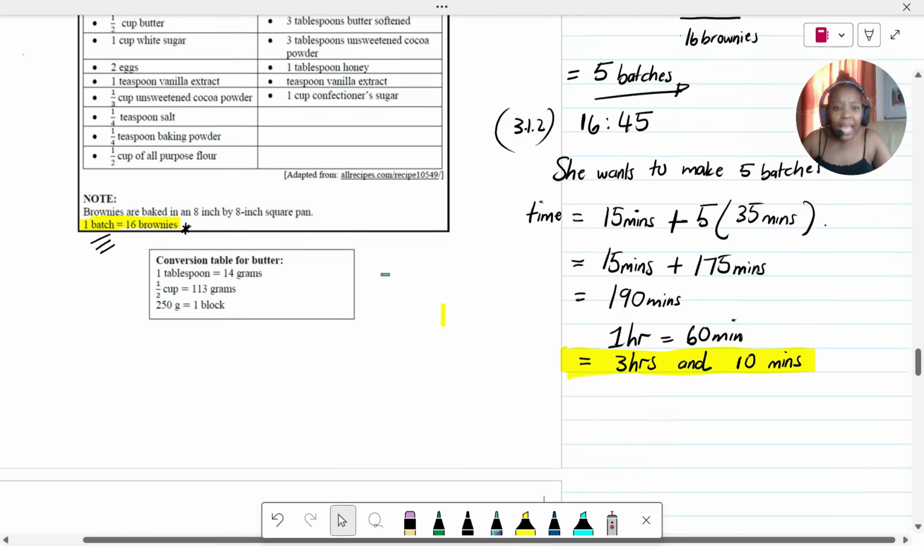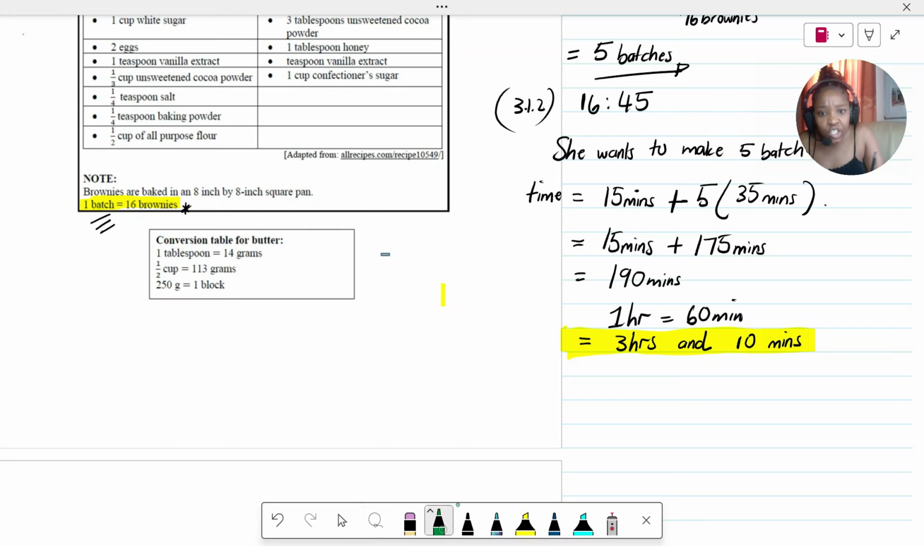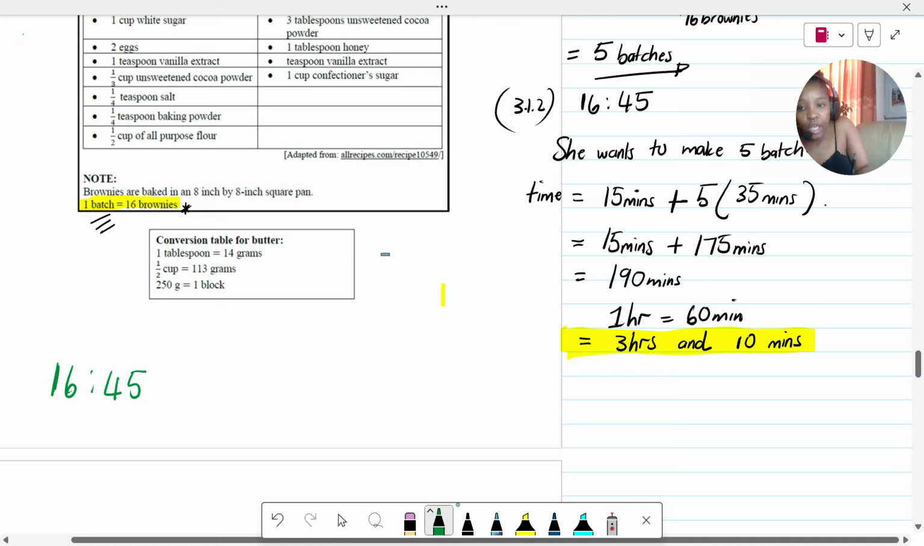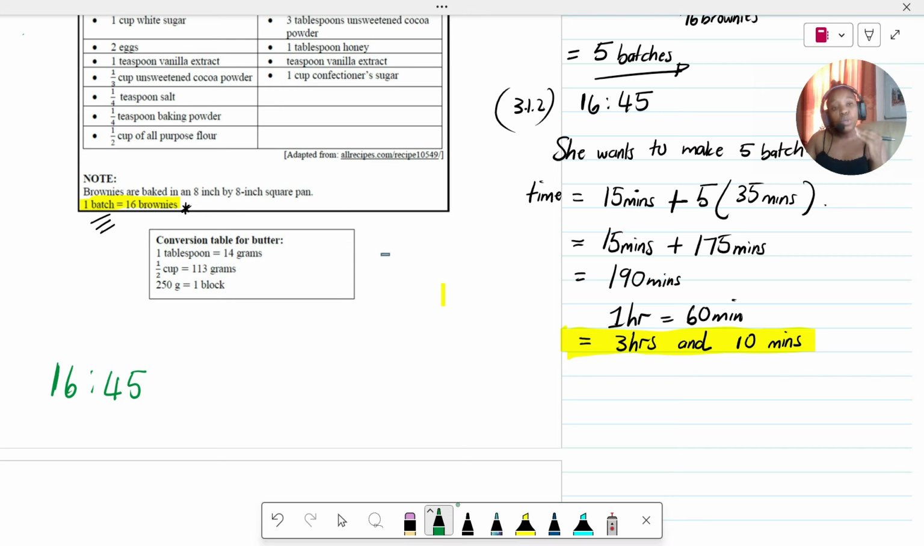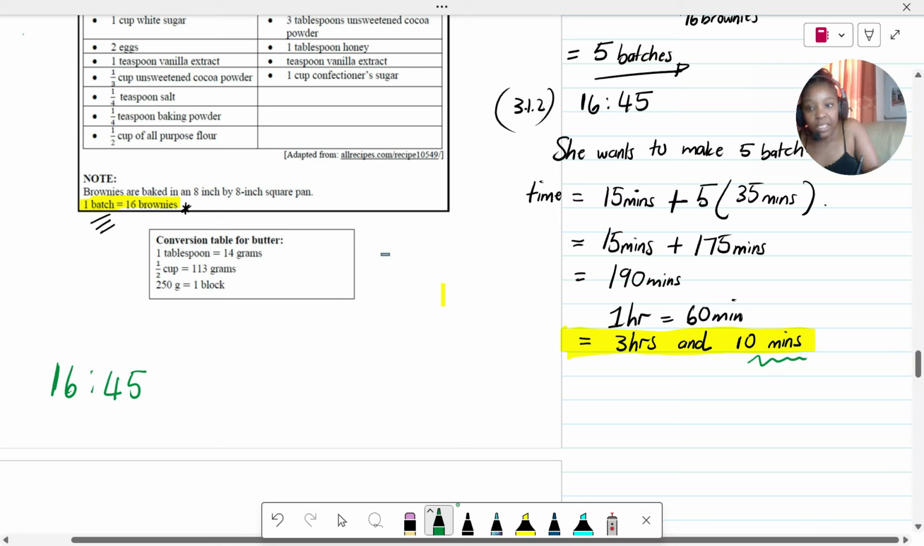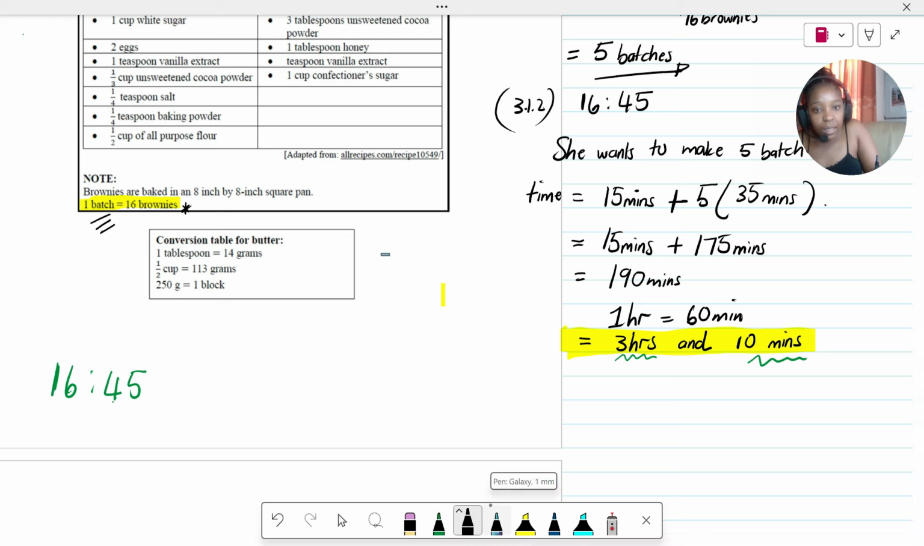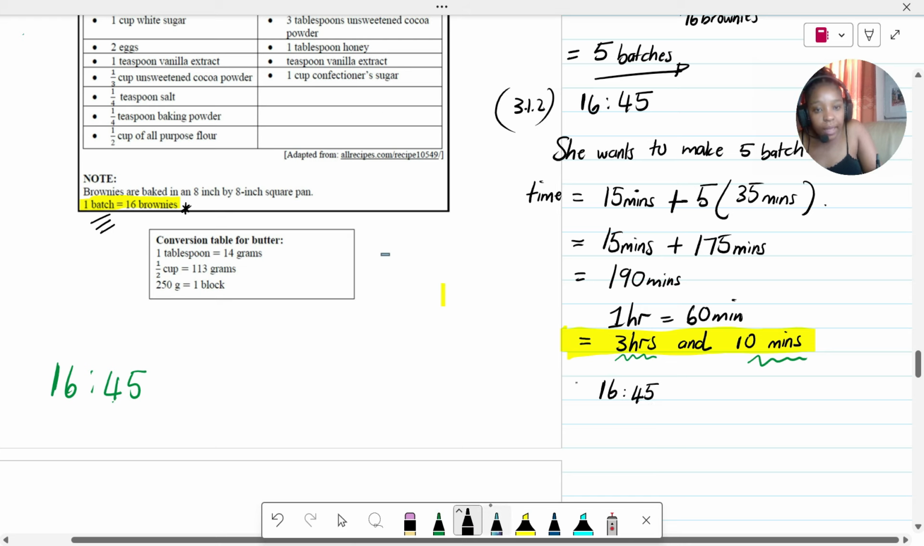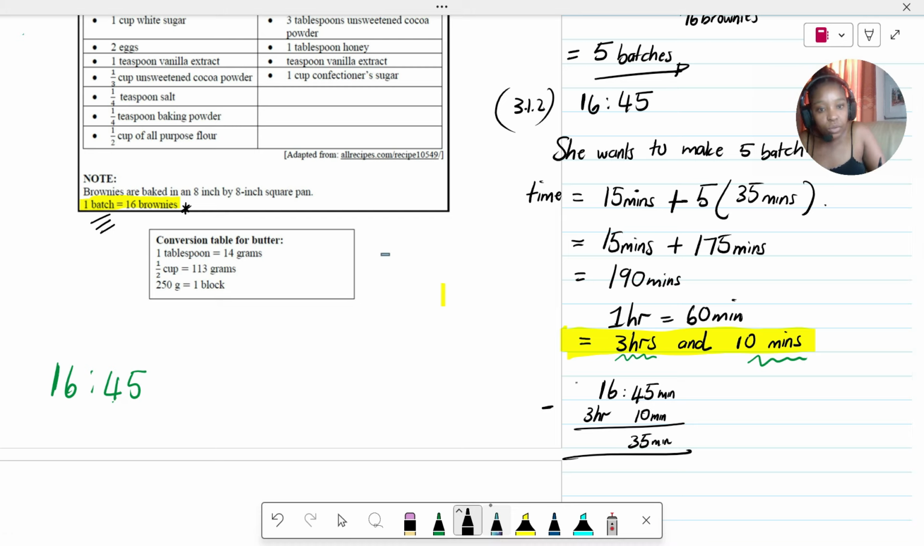Then we can work backwards, because remember, she needs to be done at 16:45. So from there it becomes easy for us to figure out what time she needs to start baking these brownies, because we can subtract minutes from minutes, and hours from hours. So we take 16:45 minus 3 hours and 10 minutes. What do we get? 45 minus 10 is equal to 35 minutes. 16 minus 3 is equal to 13 hours.